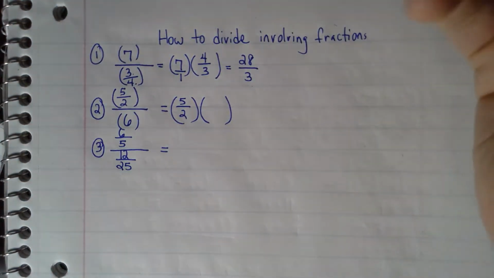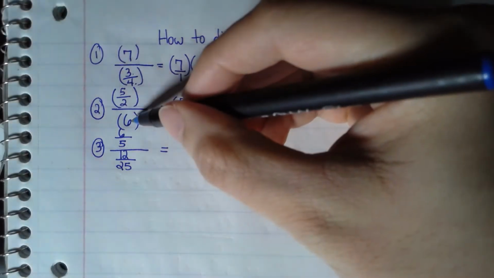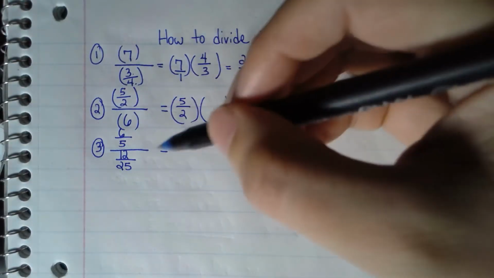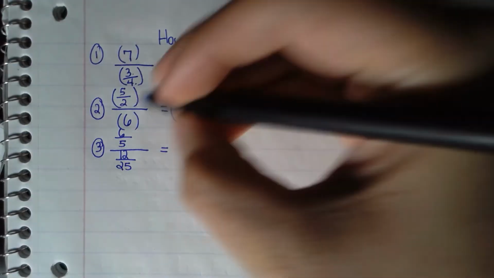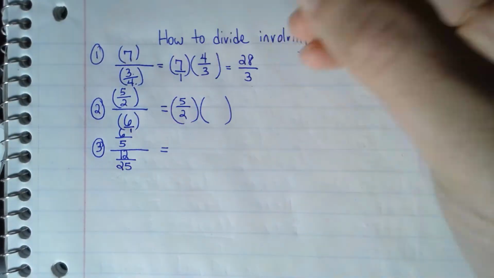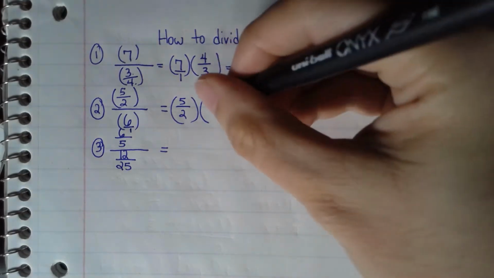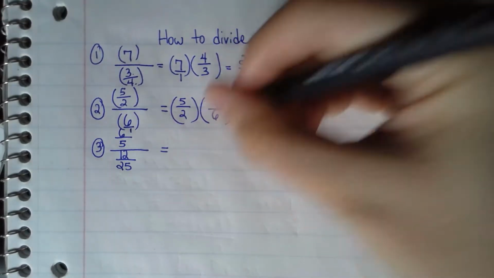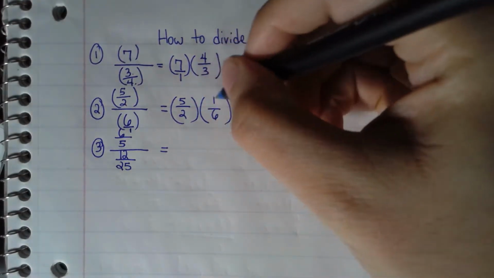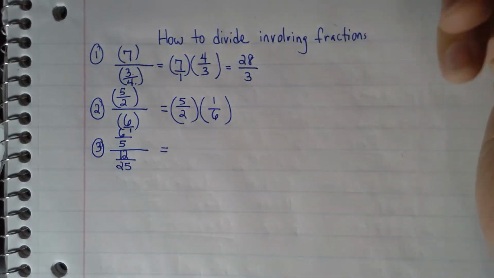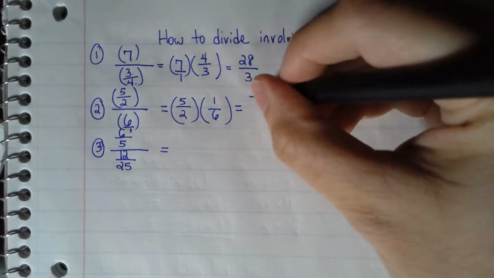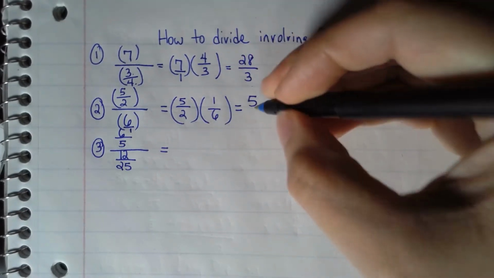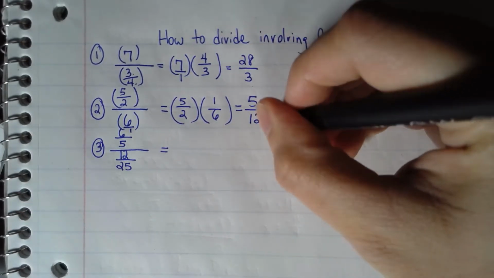And once again, we're not going to multiply by 6, not the way it is. We're going to have to do the reciprocal, which means we have to flip it. Well, 6 as a fraction is 6/1. Therefore, if we flip it, it's going to be 1/6. And we multiply straight across because we do not need a common denominator. 5 times 1 is 5, and 2 times 6 is 12, and we are done with problem 2.